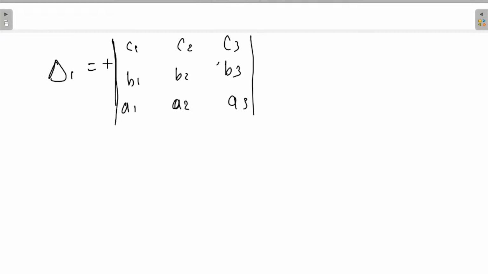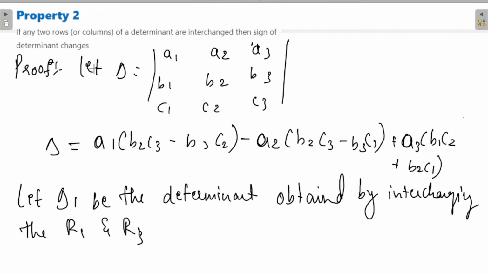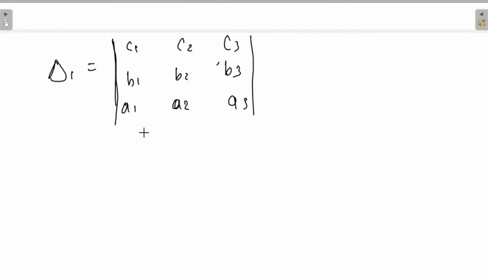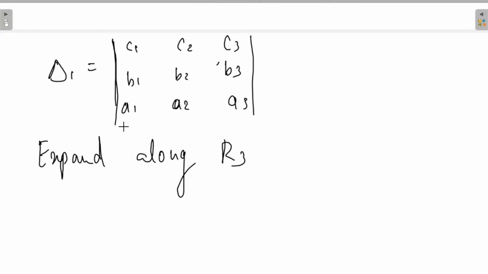Now a very important thing here: always in a proof the outsiders should be the same. Whatever you do, the outsiders, A1, A2 and A3, should be the same in each and every case. So here, with outsiders A1, A2, A3, we will expand along R3. Yes, you heard me correctly, R3. So here the signs are plus, minus, plus. Simple, nothing more than that. I'll explain how to expand over here. So here delta 1 is equal to what?